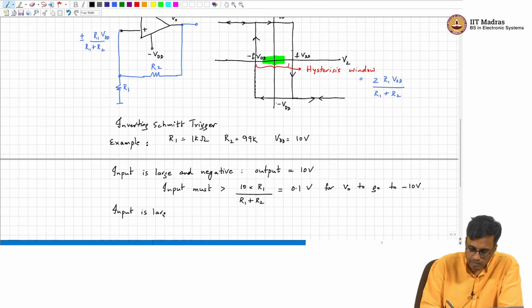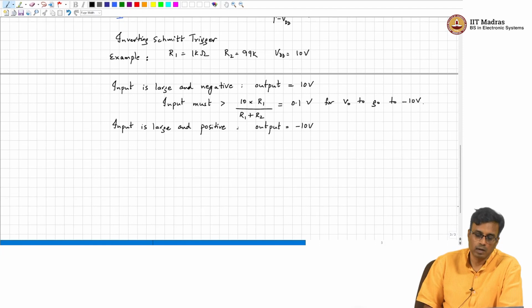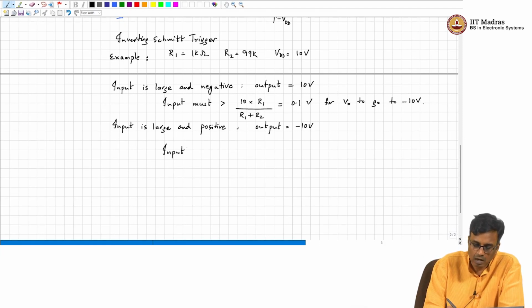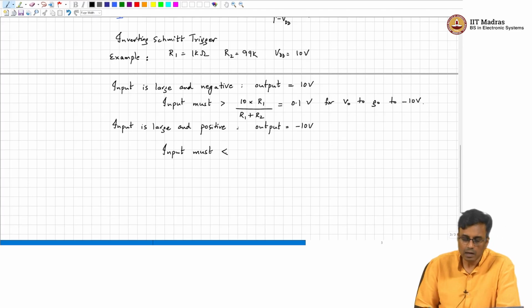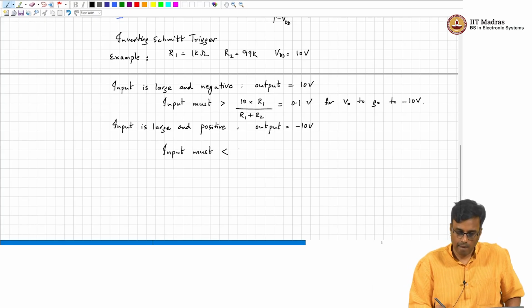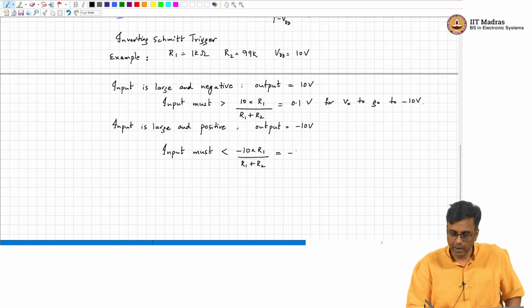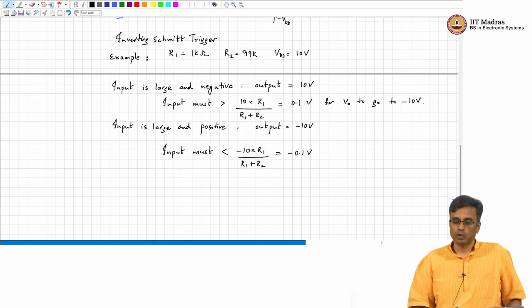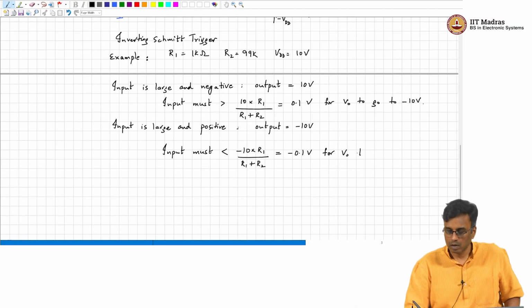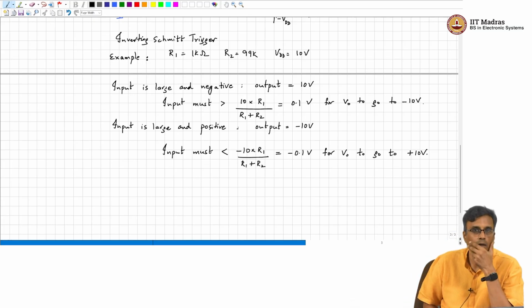All right. Now, if the input is large and positive, the output is going to be minus 10 volts, and the input must be less than minus 10 times R1 by R1 plus R2, which is equal to minus 0.1 volts, for VO to go to plus 10. Is that clear?